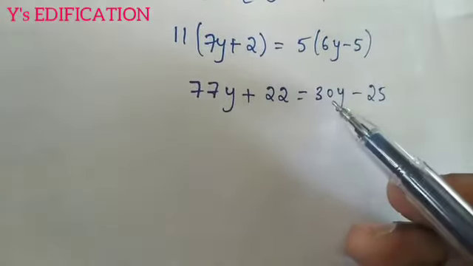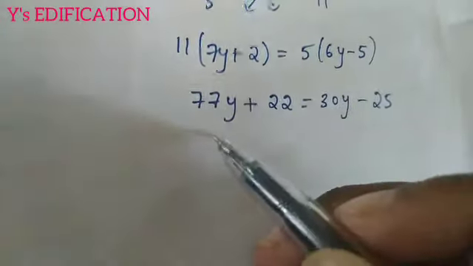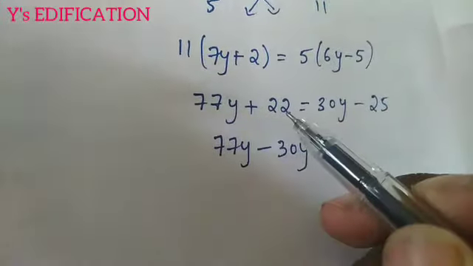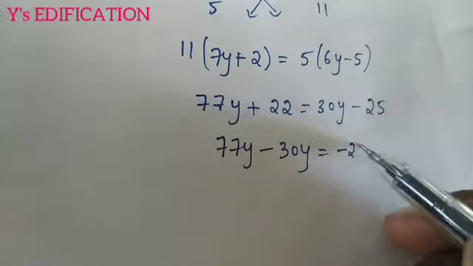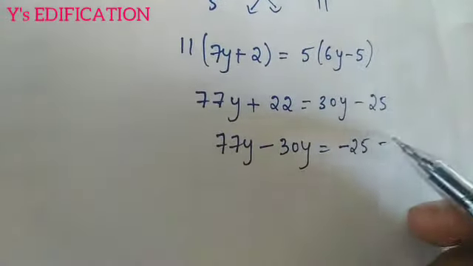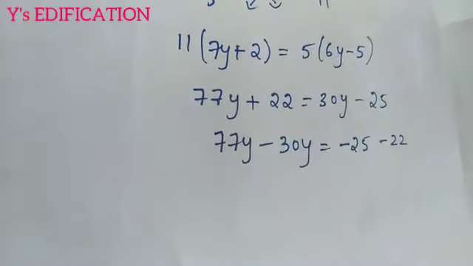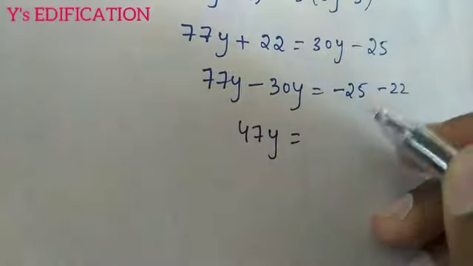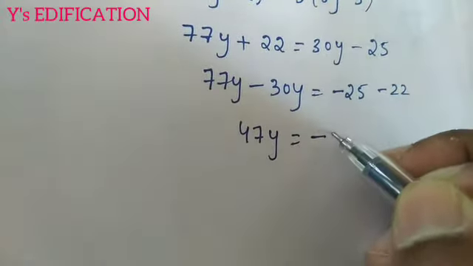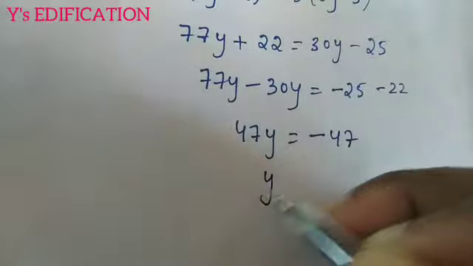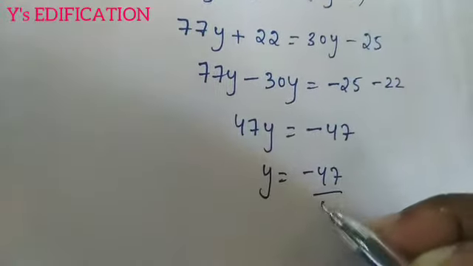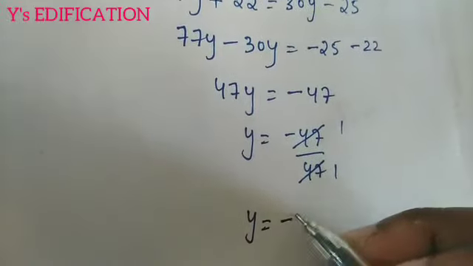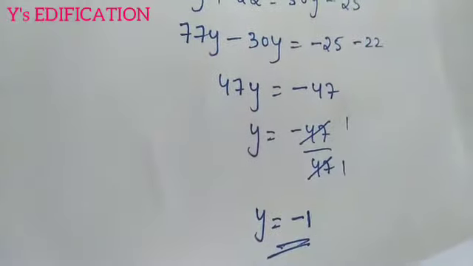Transpose this 30y to the other side. It will become −30y, is equal to, this is −25, this is +22, so it will become −22. So 77 − 30 is 47y is equal to −25 − 22 is also −47. We want the y value. So −47 by 47 is y. 47 got cancelled. So what is the y value? Y value is −1.